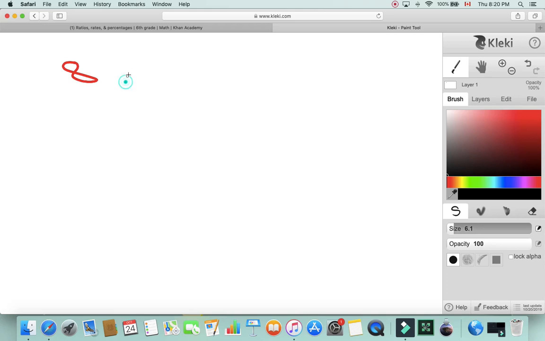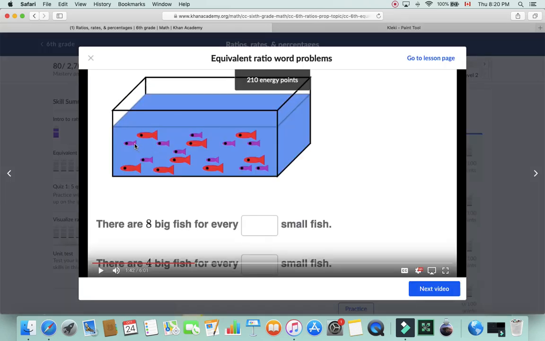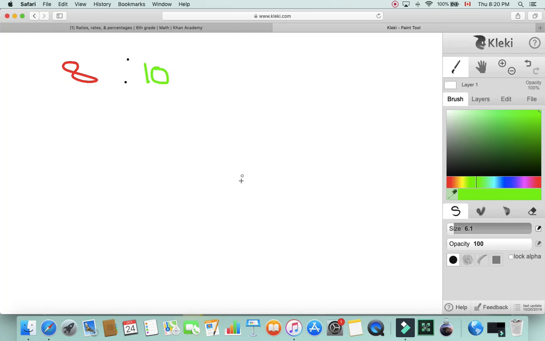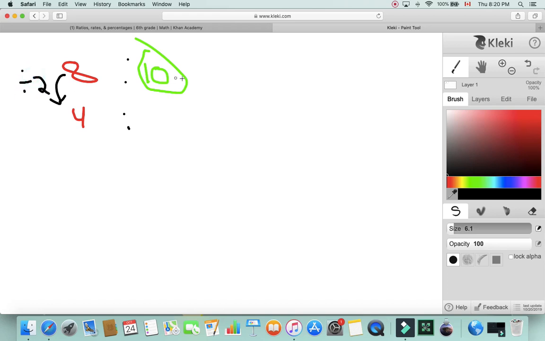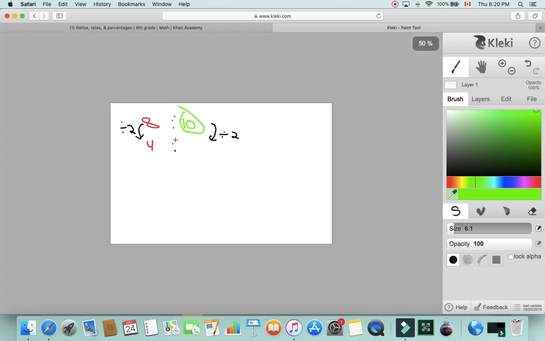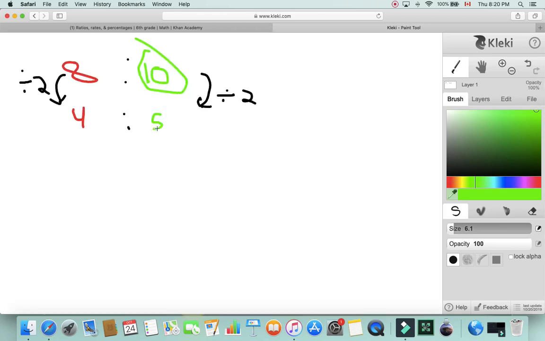And there are one, two, three, four, five, six, seven, eight, nine, ten. There are ten small fish. Let me double check. Two, four, six, eight, ten. Yeah. So the first answer, the blank is a ten. For the second one, we just reduce it, if there were only four. So we just divide it by two, because eight divided by two gives us four. So we also have to divide it by two here. That will give us five. There. Perfect. So the second answer is five. Ten and five.